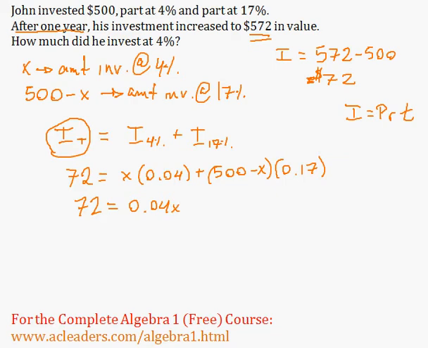Now we need to distribute the 0.17. So 500 times 0.17 is 85. And negative x times 0.17 is negative 0.17x. Alright, now I can subtract 85 from both sides of the equation.